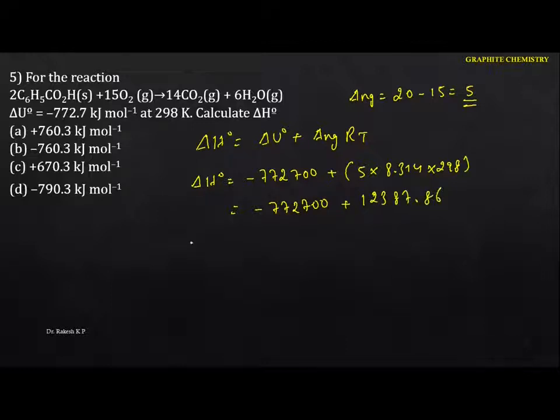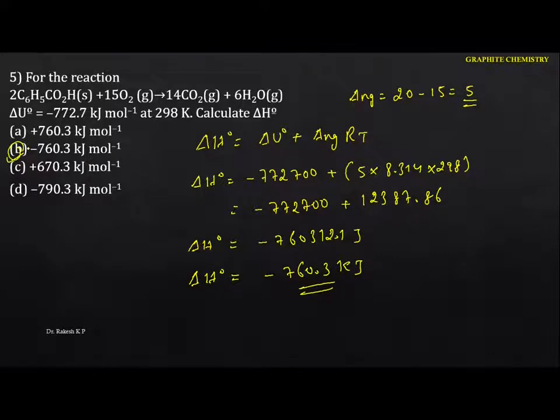Finally, the delta H naught value that you are going to get is in terms of joules, that is 760312.1 joules, but you have to convert it into kilojoules. The delta H naught value becomes minus 760.3 kilojoules. Hence in this case the option is B. Okay, the option is B.